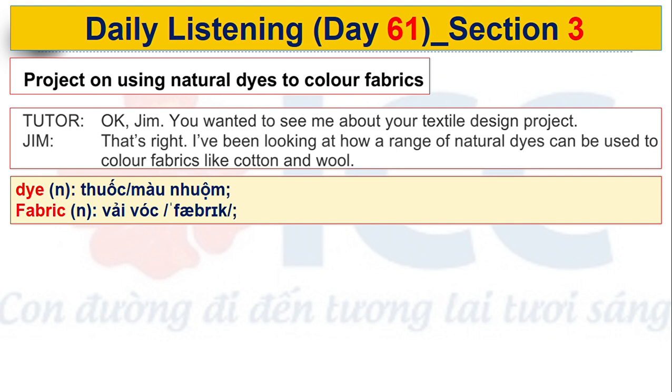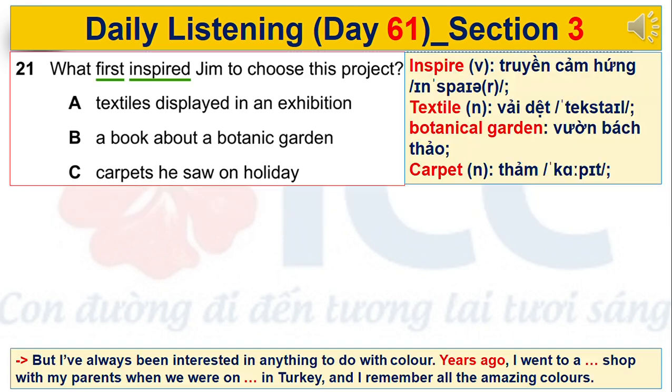OK, Jim, you wanted to see me about your textile design project. That's right. I've been looking at how a range of natural dyes can be used to colour fabrics like cotton and wool. Why did you choose that topic? Well, I got a lot of useful ideas from the museum, you know, at that exhibition of textiles. But I've always been interested in anything to do with colour.